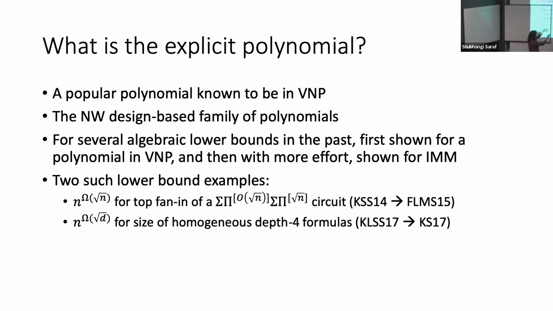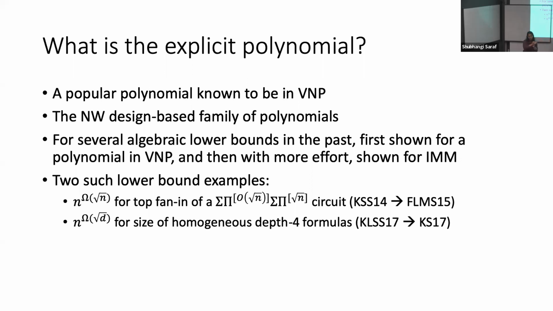And then when people were trying to prove lower bounds for homogeneous depth 4 formulas without bottom fan-in, again, the first lower bound was shown with the hard polynomial being this Nisan-Wigderson. And after considerable hard work, in joint work with Mrinal, we made it work over the IMM. So in the past, there have been several instances of this. It's easier to show lower bounds for the Nisan-Wigderson family, and you work really hard, and then you can do it for IMM.